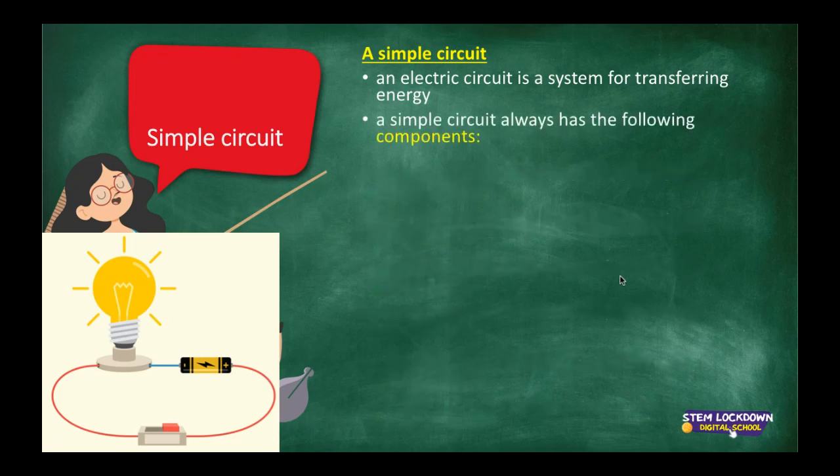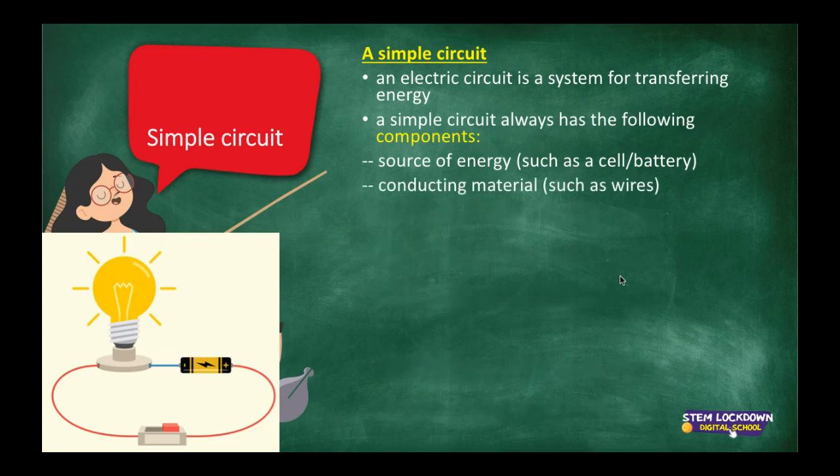All right. A simple circuit always has the following components. So for there to be a simple circuit and for there to be energy flowing in your home, there needs to be a source of energy. This could be a cell, which we also call a battery. So remember those terms: cell and battery are considered to be the same thing. So we're discussing the components of a simple circuit. It needs to have a cell or a battery.